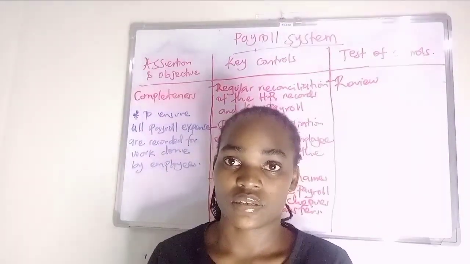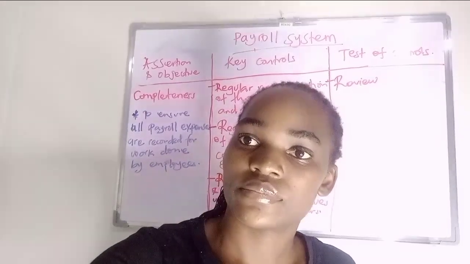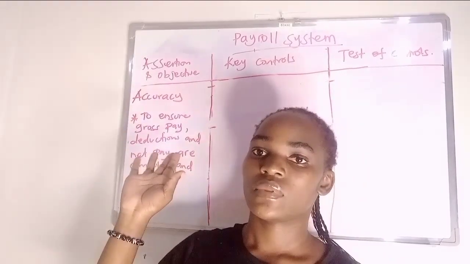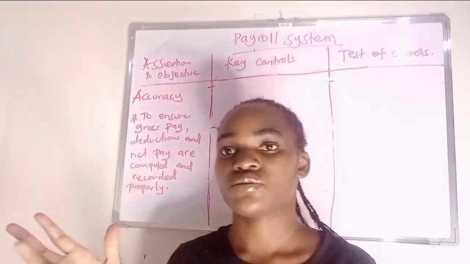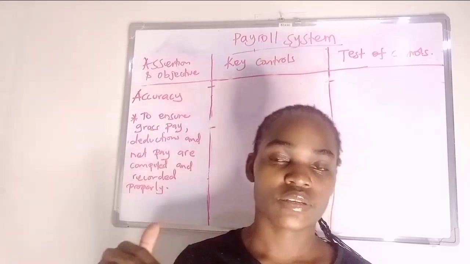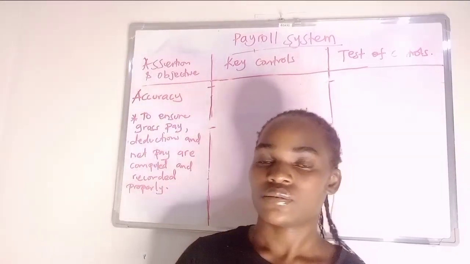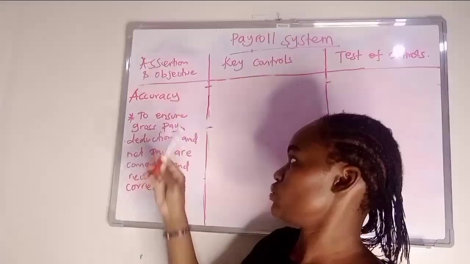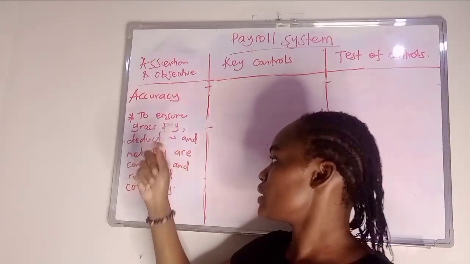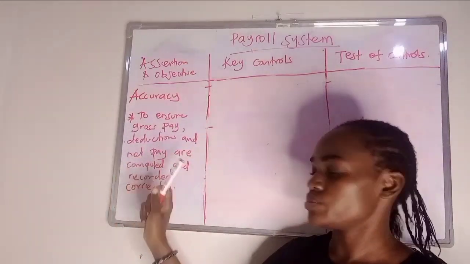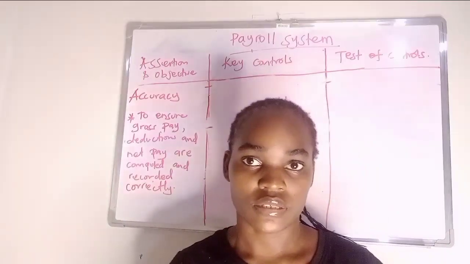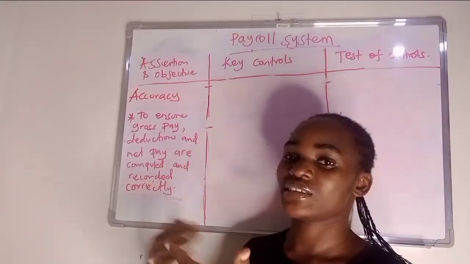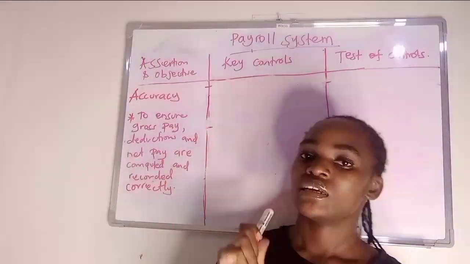So the next assertion is accuracy. Accuracy is making sure that everything that is recorded is correct. So here for the accuracy assertion, the objective is to ensure that gross pay, deductions, and net pay are computed and recorded correctly. Like I told you, the objective for every assertion is the same. The objective for accuracy is the same.